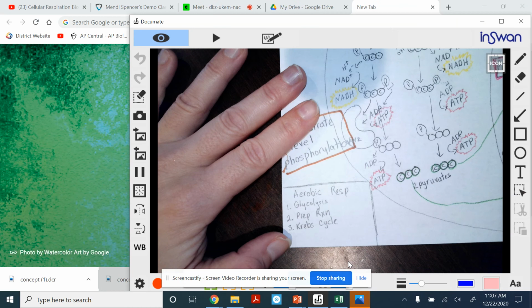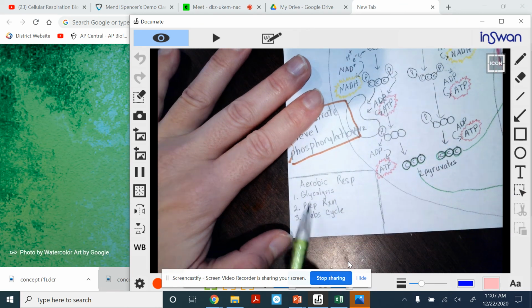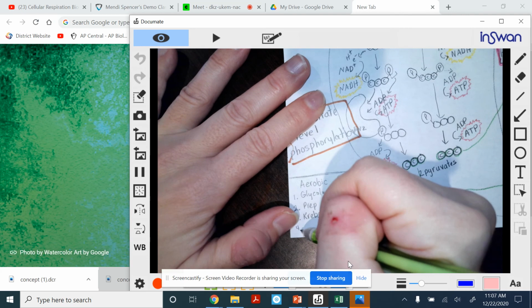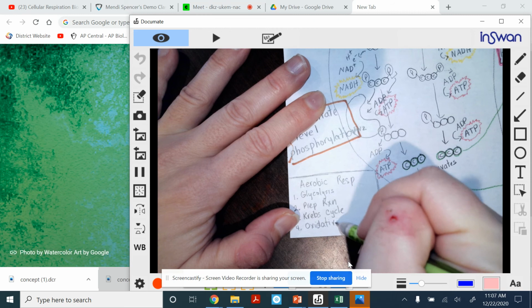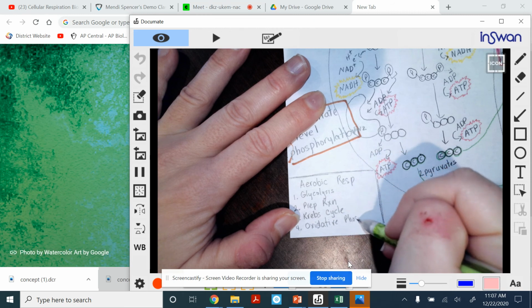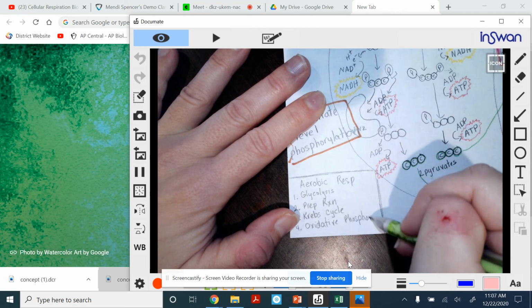Okay. So again, the aerobic process, you would have to talk about glycolysis, the prep reaction, the Krebs cycle, and then that fourth step is oxidative phosphorylation. And that's the one that gives us the most ATP.